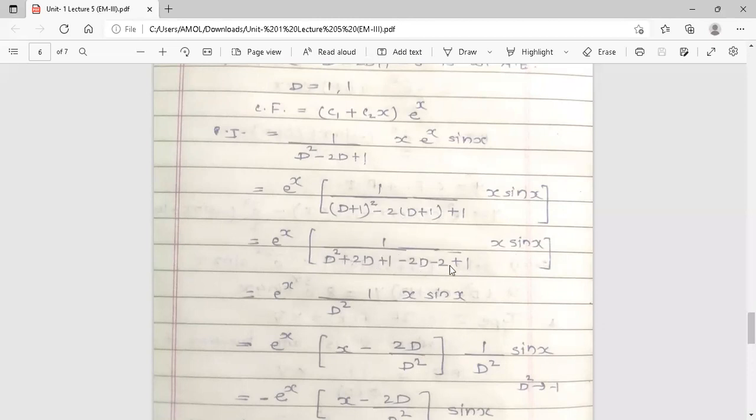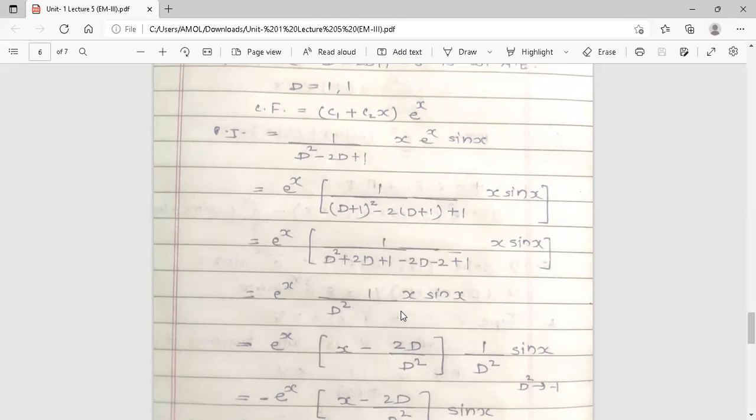Now simplify this denominator term again, so that you will get the term e raised to x as it is, into 1 upon d squared. 2d minus 2d get cancelled, 1 plus 1, 2 minus 2 get cancelled, and the term is only 1 upon d square. So e raised to x into 1 upon d square into the function, which here is x into sin x. So write here x into sin x. So now you solve for x into sin x.